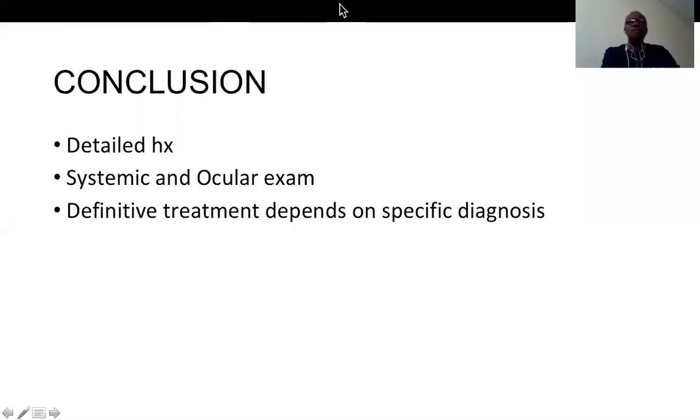Questions? So we have a question here. Somebody is asking about reverse pupillary block in pigmentary glaucoma.